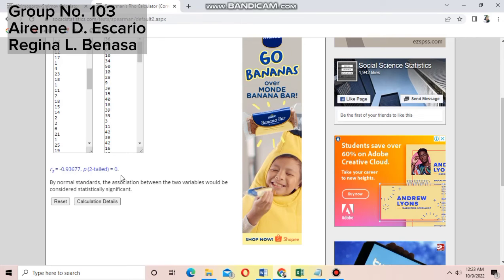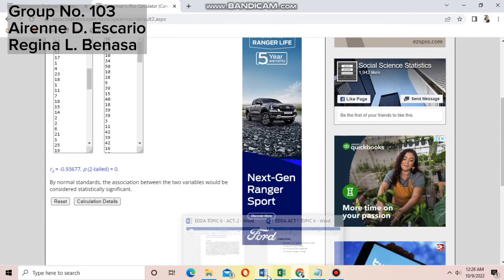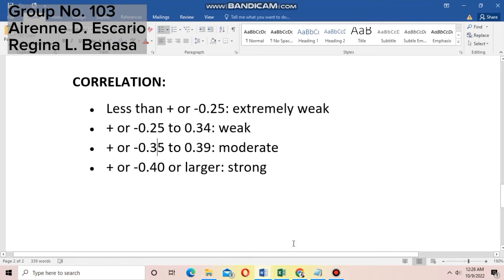Now, the probability value based on the two-tailed is equivalent to 0.0. The probability value is always compared to the significance level. If we look at our condition earlier, our probability value, which is 0.0, is less than 0.05, meaning there is a correlation between our two variables. With respect to the strength of relationship or magnitude of correlation, 0.93 is greater than 0.40, which suggests strong correlation.